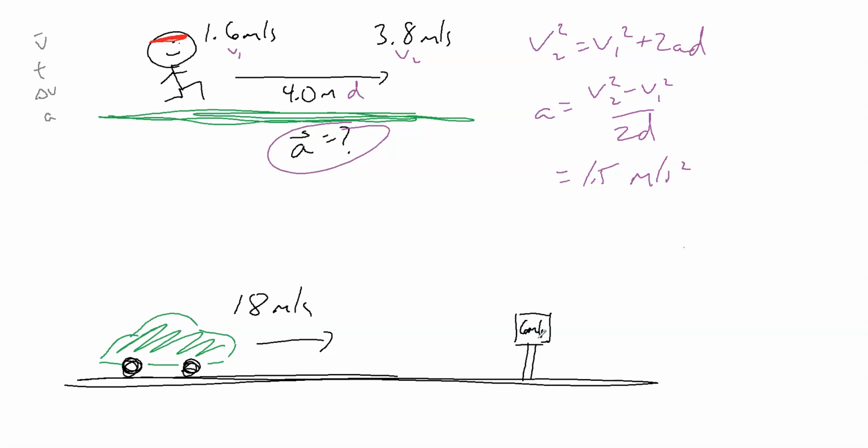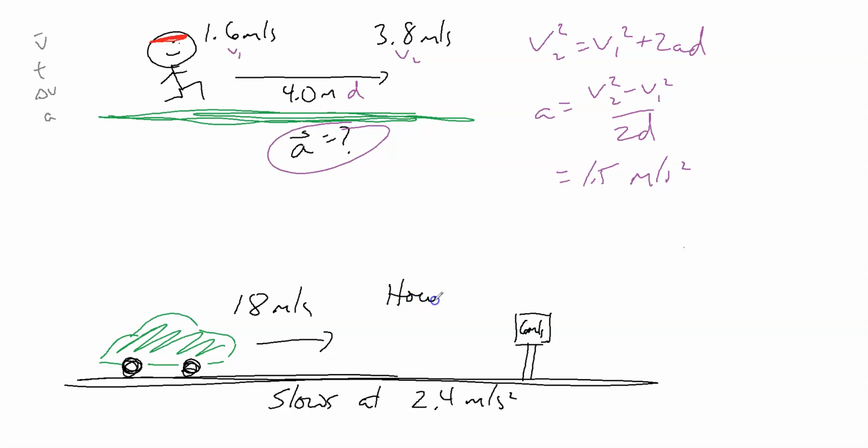What we're going to do is have this guy slow down. Let's say he slows down at 2.4 meters per second squared.